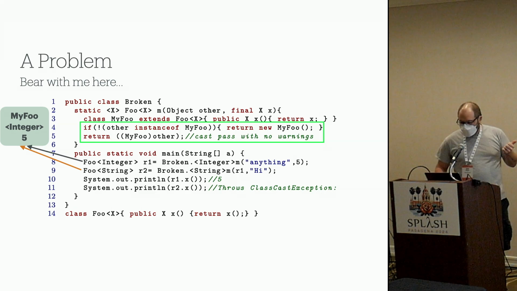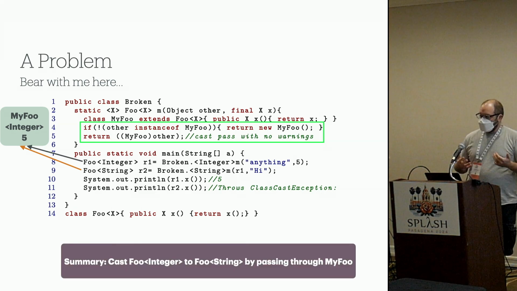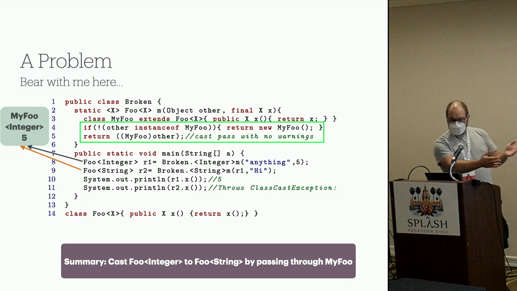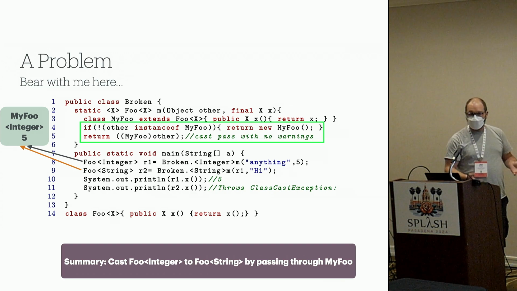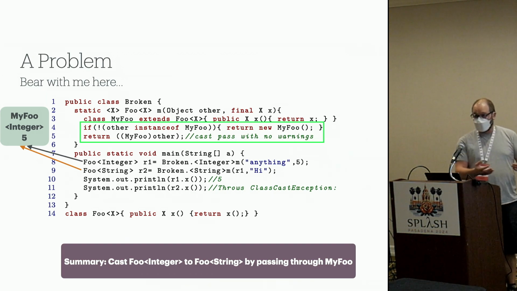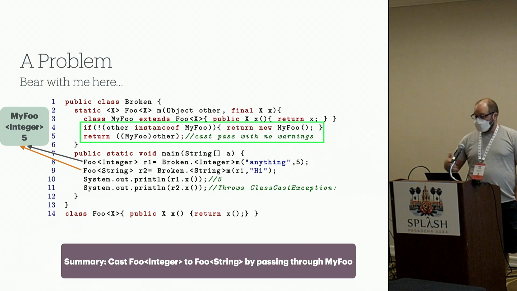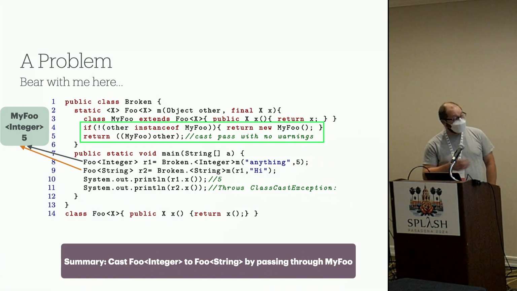So essentially what we've done is we've implemented a cast from foo of integer to foo of string. But if you tried to do this cast directly in Java, it would complain. It would say, hey, we can't check this cast. Or if you tried instance of with one of these types, it would say, sorry, we can't check this at runtime because of the generics erasure.